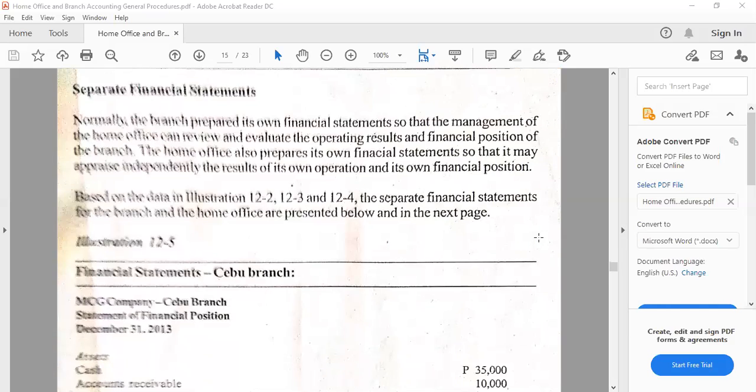Then what about the separate financial statements? We have to take note again that a branch, as opposed to an agency, will have to prepare its own financial statements, the complete set.